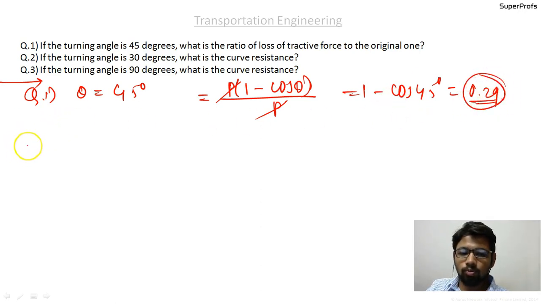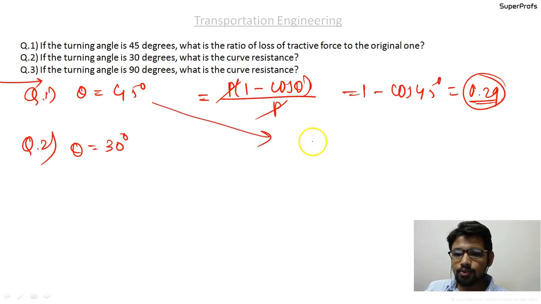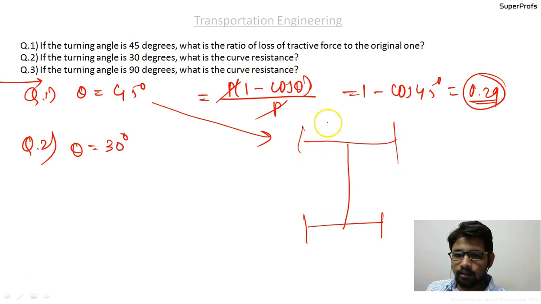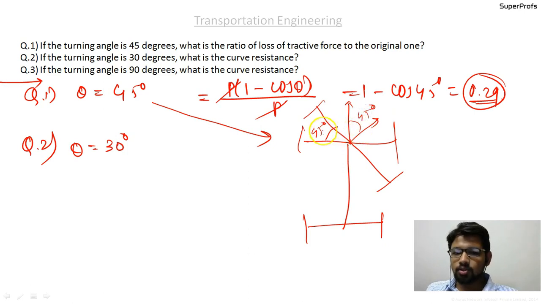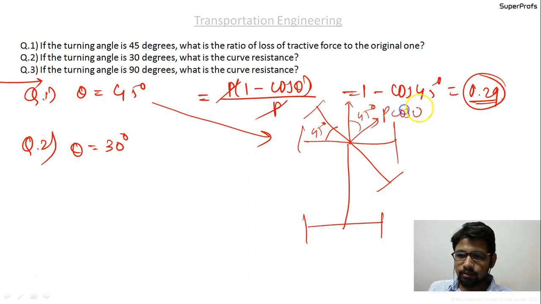Okay, so moving on to question number 2. I hope you understood what the situation is over here. This is the vehicle, and the turning angle is 45 degrees, so this angle is 45 degrees. So what is the ratio to this? This stands for P cos theta, P cos 45, and this was P. So P minus P cos theta upon P.